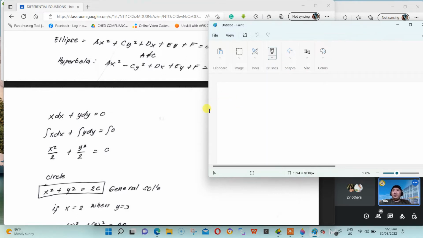Let's say in this part we have the equation x dx plus y dy equals 0. In this equation, you are asked to solve for the general solution, meaning the equation. If you have a differential equation like this, it is the differential equation of a circle where the center is on the origin.